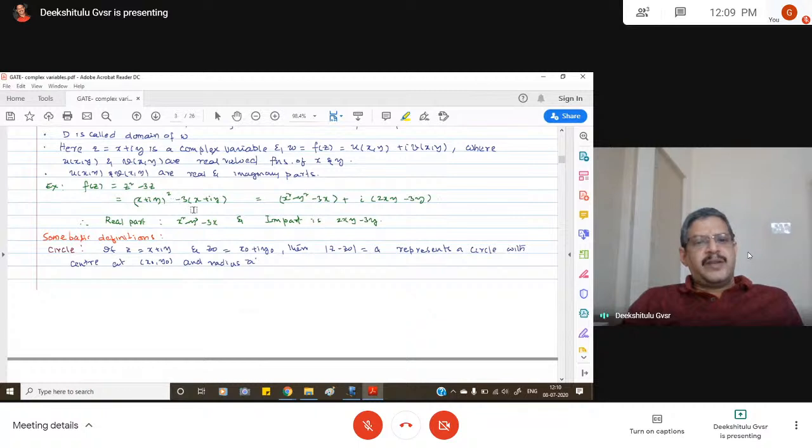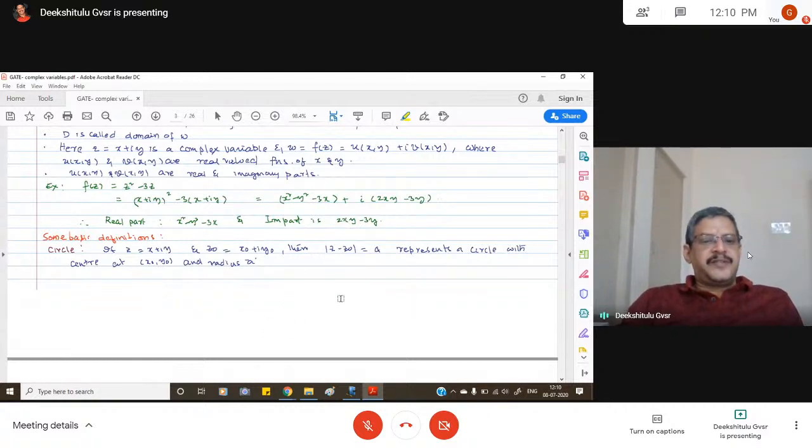If you take z whole square minus 3 into z, then this is x square minus y square plus 2xy i minus 3 into (x plus iy). If you separate these terms, then x square minus y square minus 3x is your real part, plus i into (2xy minus 3y) is the imaginary part.